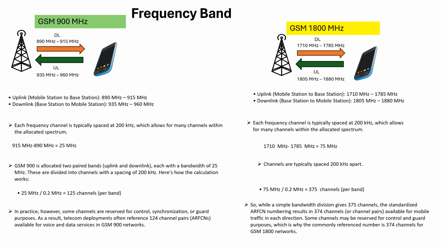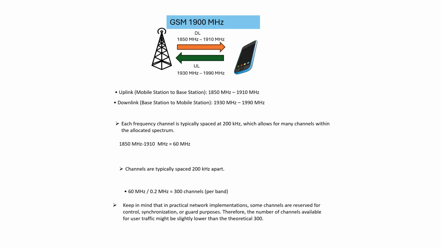Final summary. Therefore, while the theoretical calculation suggests 375 channels, the practical application and standardization lead to a commonly referenced number of 374 channels, or channel pairs, available for user traffic in GSM 1800 networks.